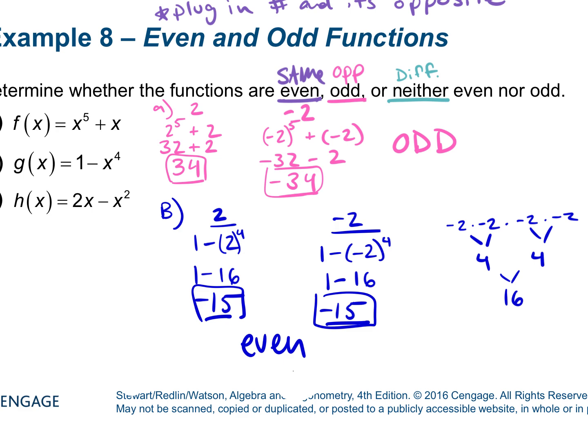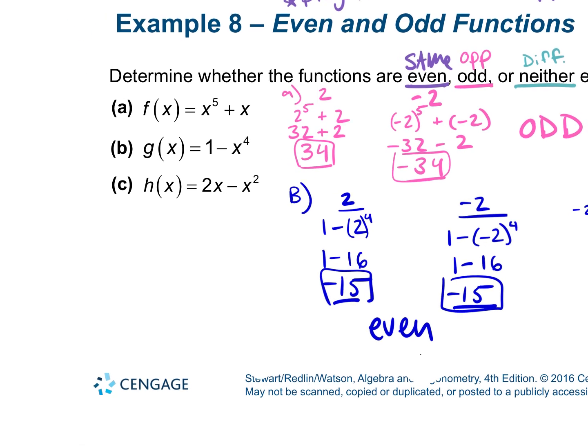Any questions here? Let's do the same thing for C. So we're going to start by plugging in what? 2 and negative 2. Perfect. So when we plug in 2 first, we get 2 times 2 minus 2 squared. 2 times 2 is? 4. Minus, what's 2 squared? 4. And 4 minus 4? 0.